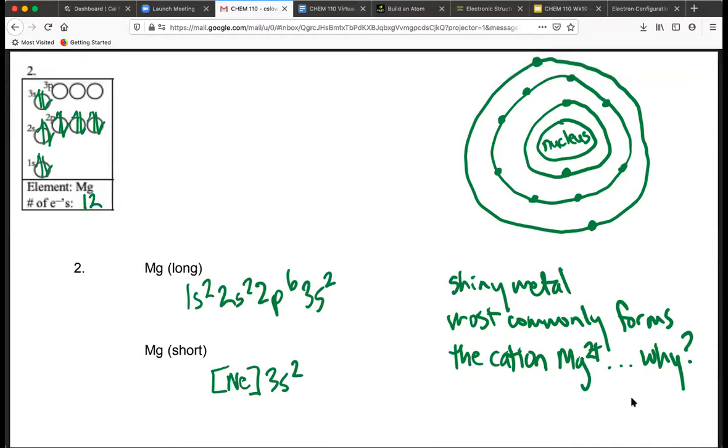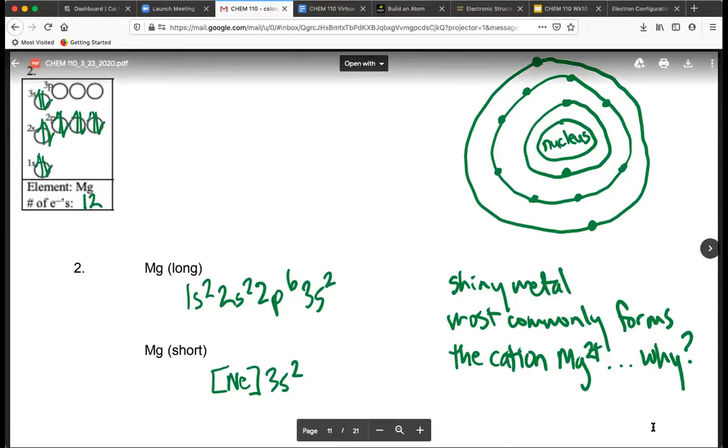I had somebody ask, does the arrow have to be facing up and then the arrow on the right facing down? And the answer is no. You always have to have at least one up and one down arrow, but you could start down and then go up. It wouldn't matter.